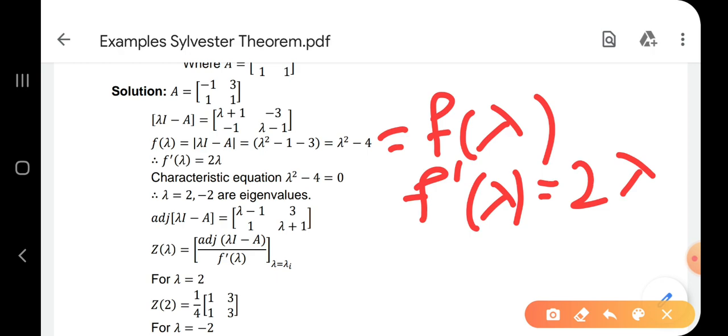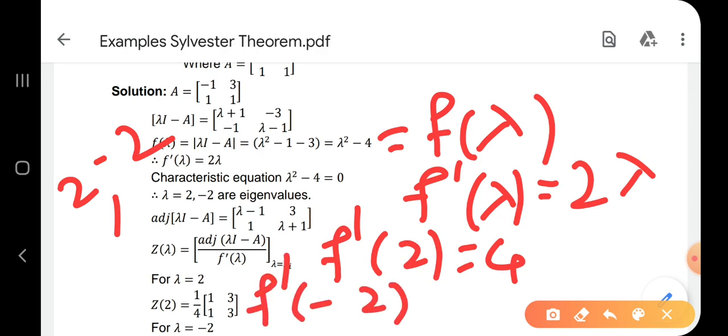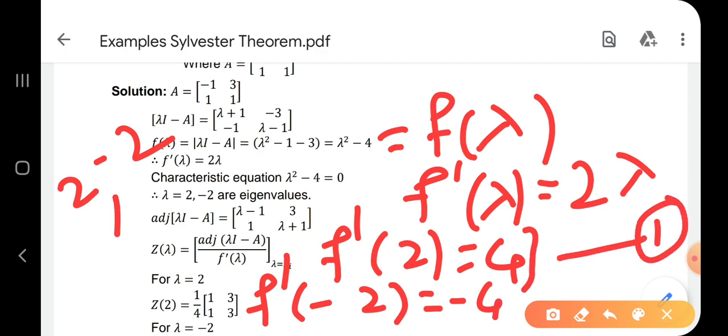Now we have two eigenvalues. Which are the two eigenvalues? 2 and minus 2. So find f dash of 2. In place of lambda, substitute 2. I get 2 into 2 is 4. And f dash of minus 2: now put minus 2, I get minus 4. We call this equation number 1. F dash of 2 is 4 and f dash of minus 2 is minus 4, because we are required to find z of lambda. Understood? Okay.